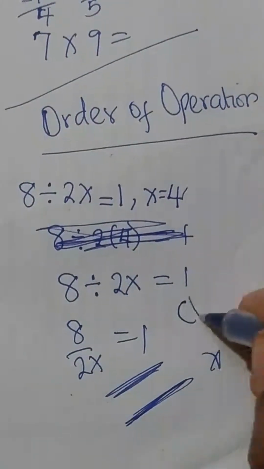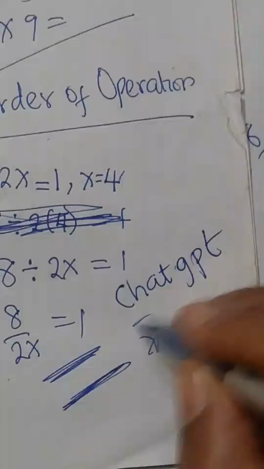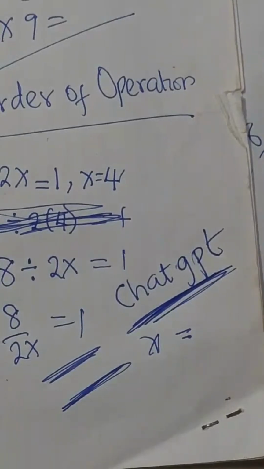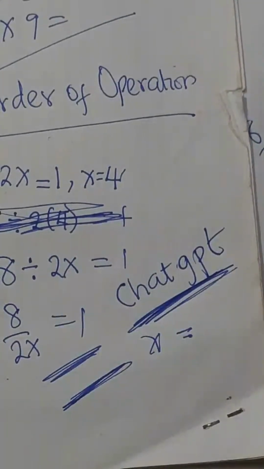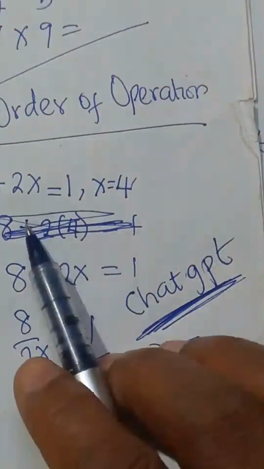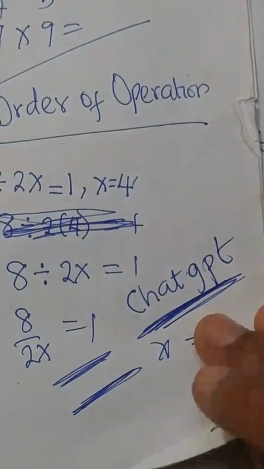Go and check with Chat GPT. It will direct you more. Chat GPT will help you out, okay? Please, this class has overstayed, so I want to cut it off. I hope I've been able to help. Please don't compare those two questions. This is from algebra. That is from arithmetic. You apply order of operation there, okay?